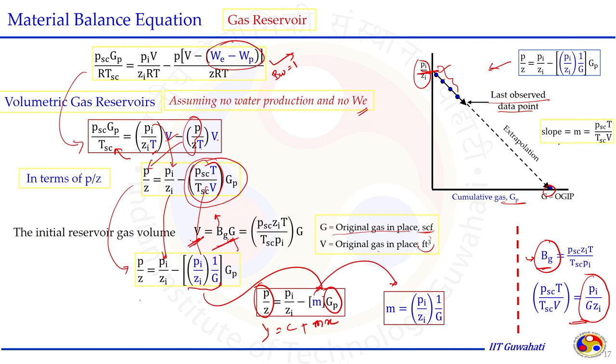The slope of this equation will give us the value of m. There could be a situation when the reservoir is left as abandoned, we can calculate the cumulative gas production at that condition and what is the ratio of P/Z at that condition. And when we are here in this situation, the GP value is 0, means we are not producing any gas.